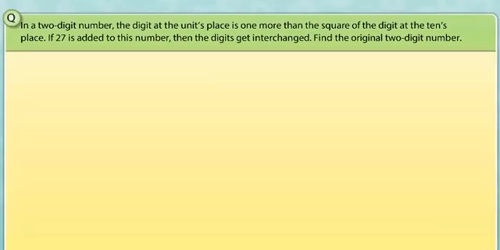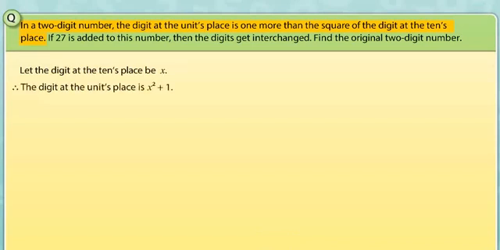In a 2-digit number, the digit at the units place is 1 more than the square of the digit at the tens place. If 27 is added to this number, then the digits get interchanged. Find the original 2-digit number. Here, we are given a relation between the digits at the tens place and the units place of a number. Let's assume that the digit at the tens place is x, as the digit at the units place is 1 more than the square of the digit at the tens place. We can say that the digit at the units place is x squared plus 1.